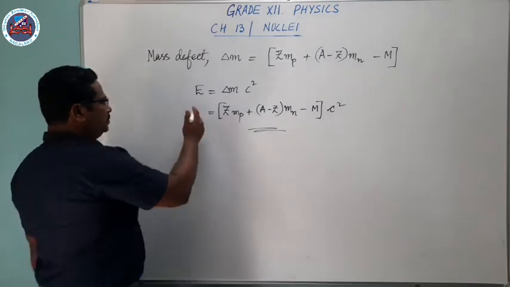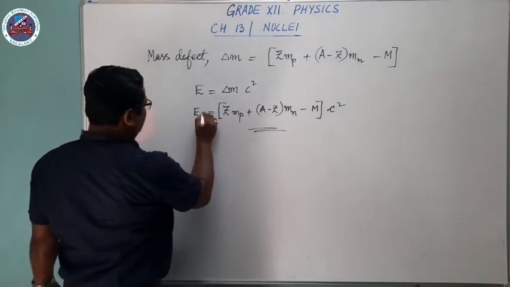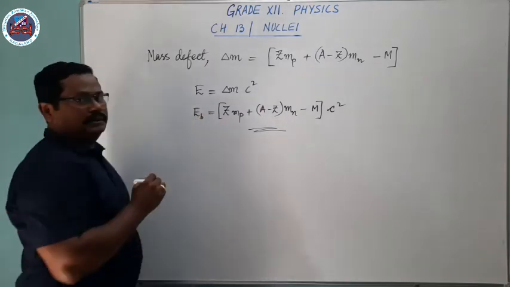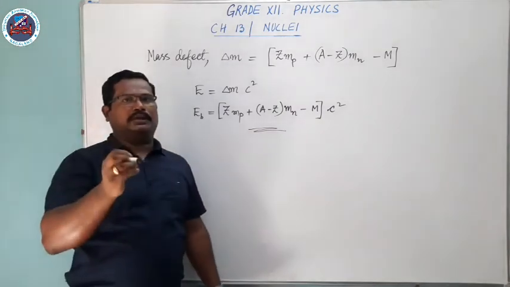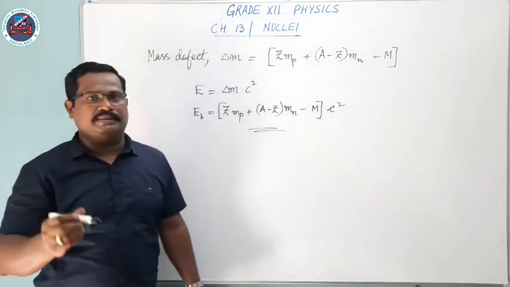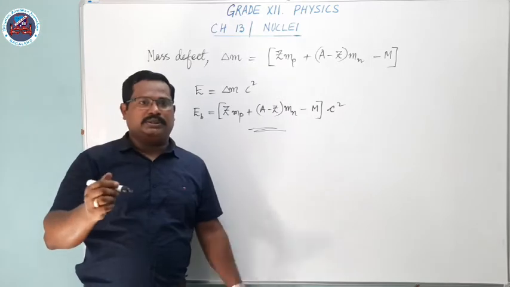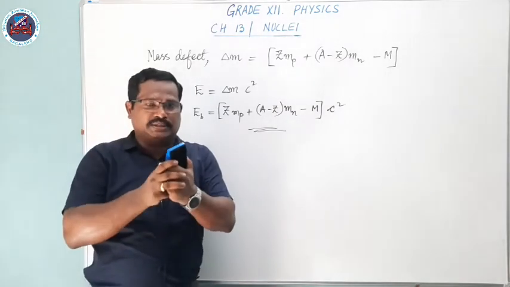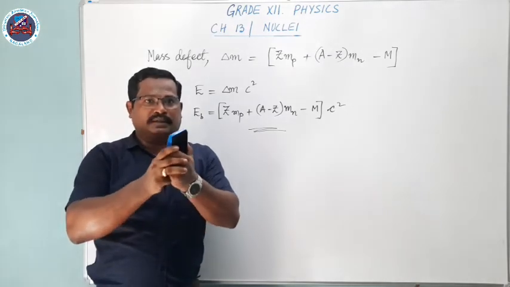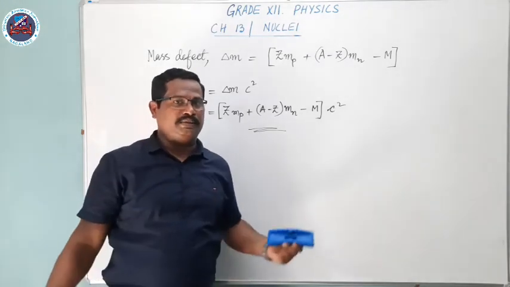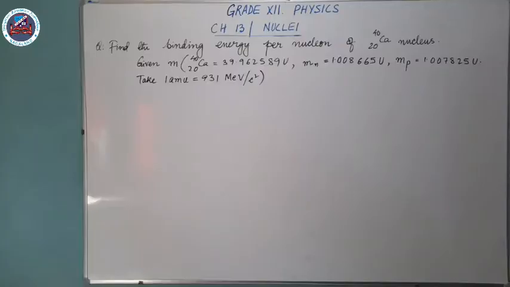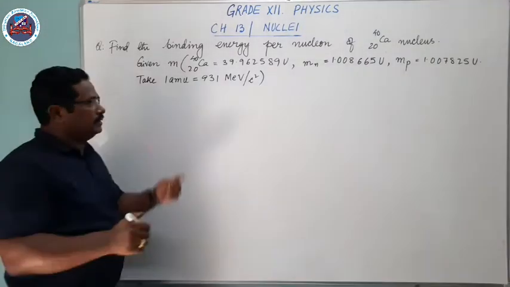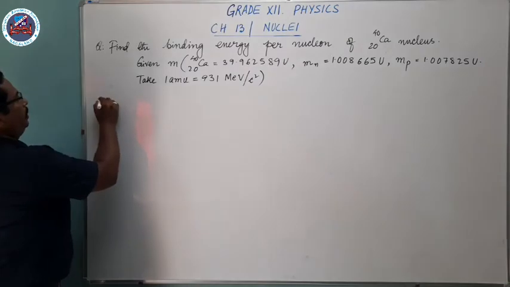And this energy we sometimes call nuclear binding energy. This energy is called nuclear binding energy, and it is defined like this: the energy with which the protons and neutrons are bound together within the nucleus. That energy is called nuclear binding energy. Let us do one numerical and see with this.